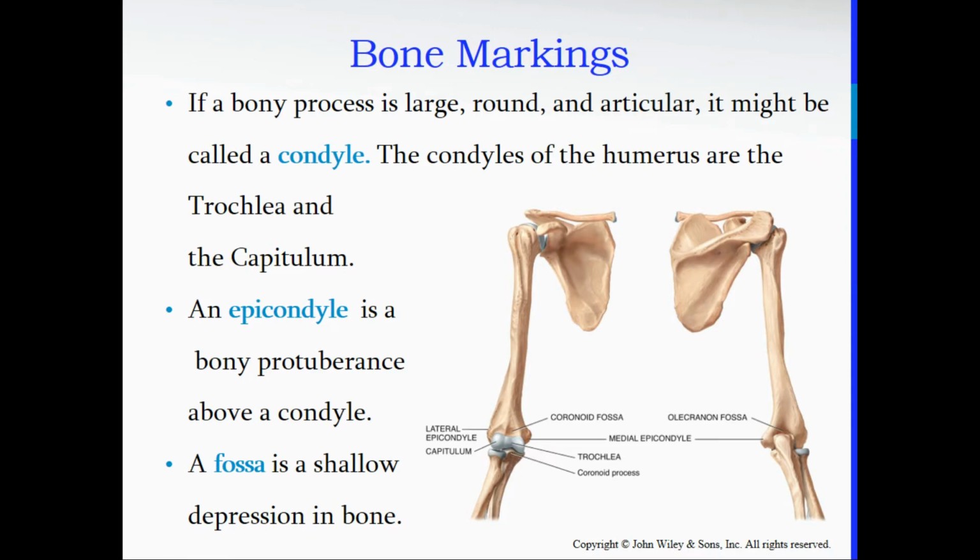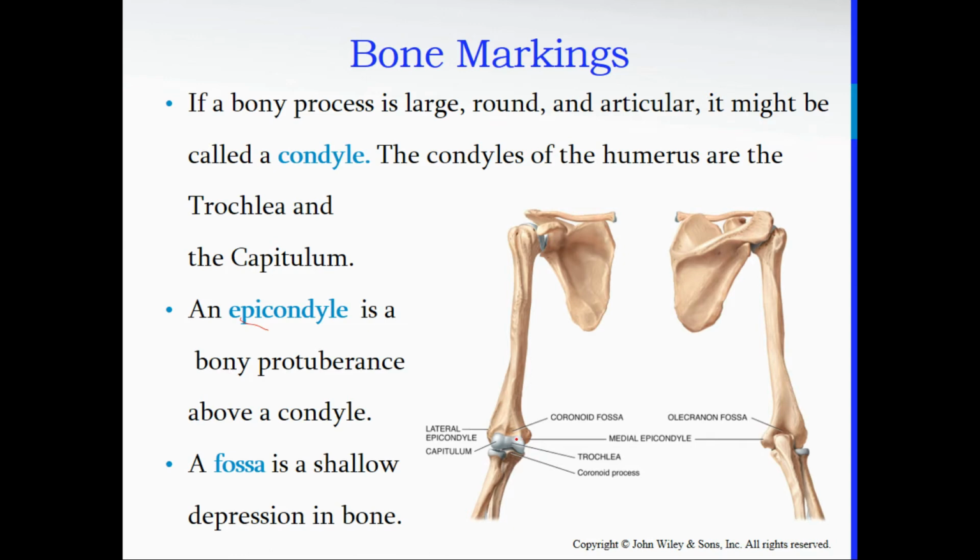An epicondyle is going to be a bony protuberance above a condyle. Remember, the prefix epi means upon or above. So the epicondyle is going to be above the condyle. A fossa is a shallow depression within a bone. So we see here some examples.